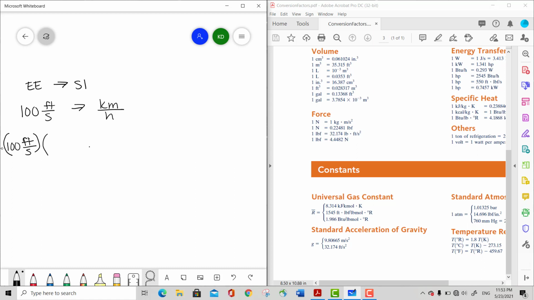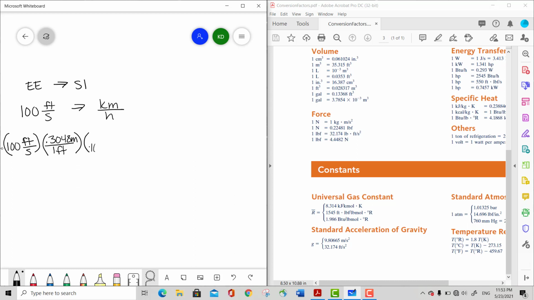Okay, so we need to get rid of the foot because we're trying to get to kilometers per hour. So we need to get to meters. This is the point where we go from EE to SI in regard to the feet, because seconds are just international. So we've got 1 foot is equal to 0.3048 meters. And then we need to get from meters to kilometers.